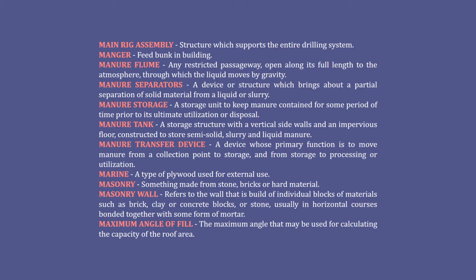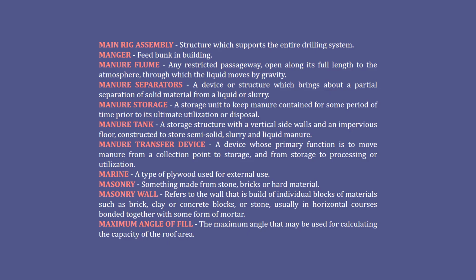Manger: feed bunk and building. Manure flume: any restricted passageway, open along its full length to the atmosphere, through which the liquid moves by gravity. Manure separators: a device or structure which brings about a partial separation of solid material from a liquid or slurry.